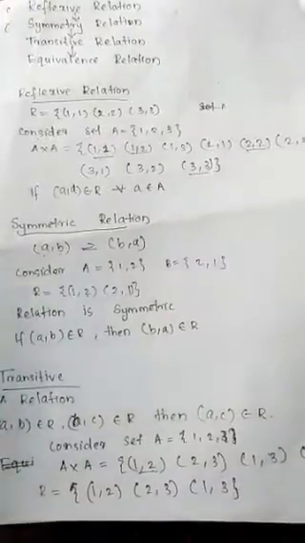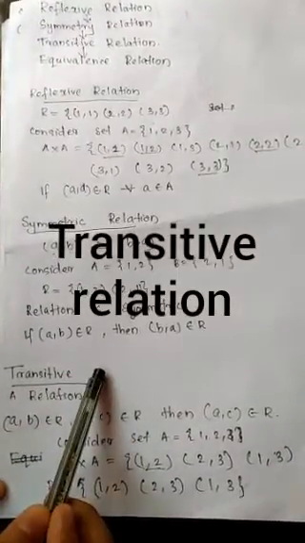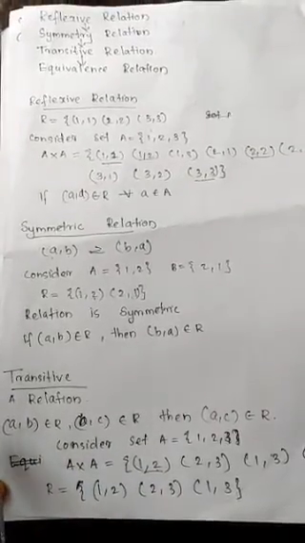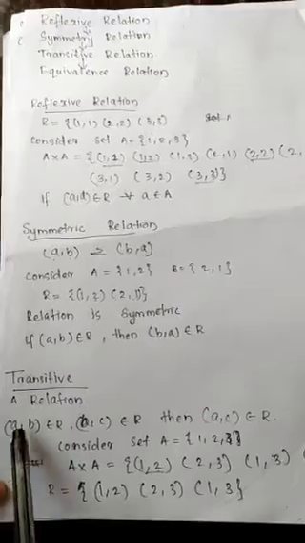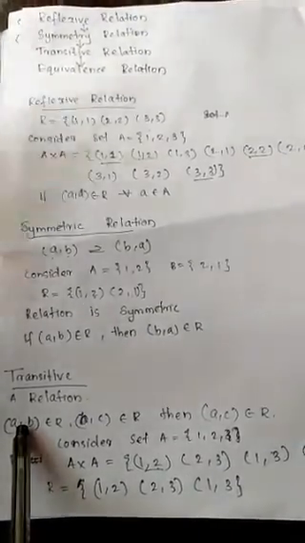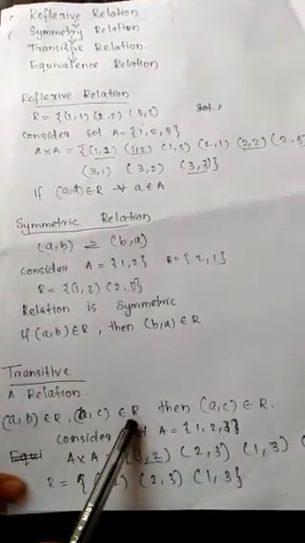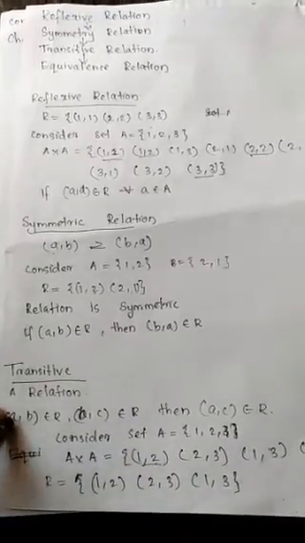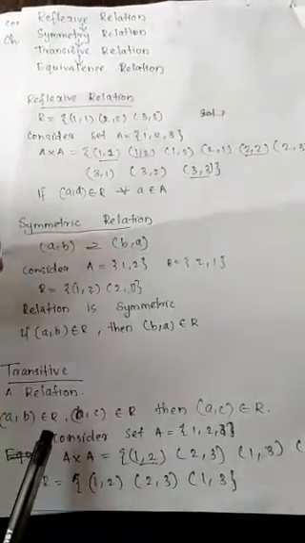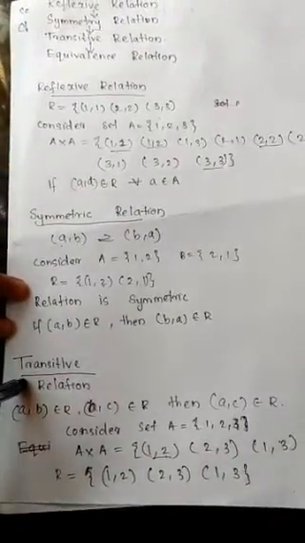Now let's move on to the third important relation, the transitive relation. A relation is said to be transitive when the ordered pair (a, b) belongs to the relation, and (b, c) belongs to the relation, then we say that (a, c) belongs to the relation. If these three conditions are satisfied, we call that relation transitive.